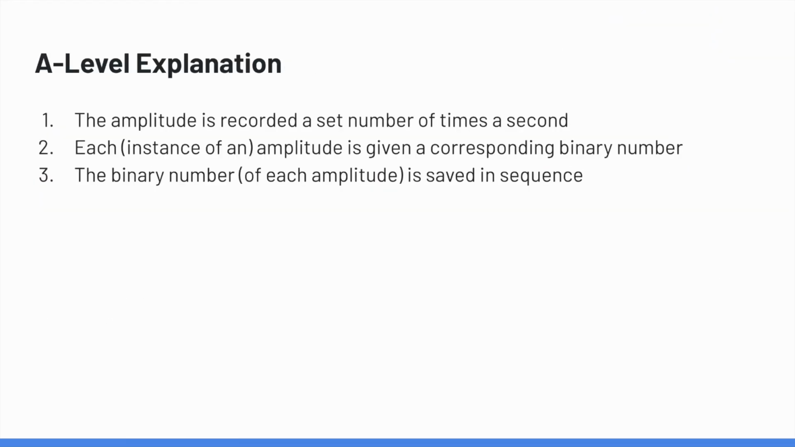Now, there was a lot that went on in that explanation, but if you want to summarize this according to the A level and what the A level says about this process, we can say first, the amplitude is recorded a set number of times a second, and that's like the note of the sound. It's like A sharp or whatever it is. Next, each amplitude is given a corresponding binary number, and that's going to be our 16-bit or 24-bit number. And finally, the binary number is saved in sequence.